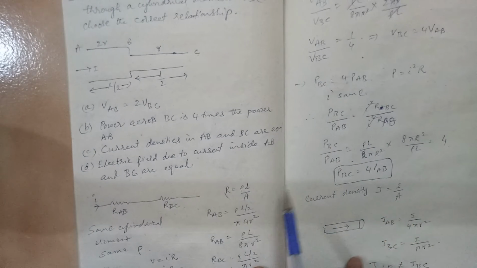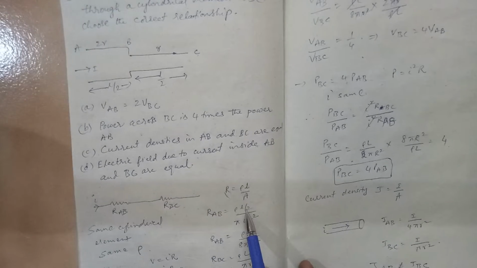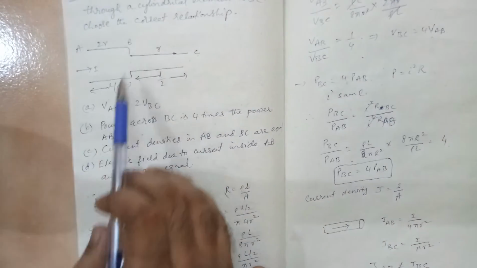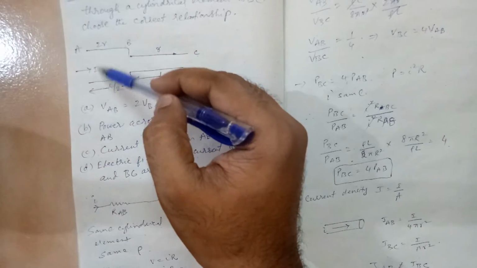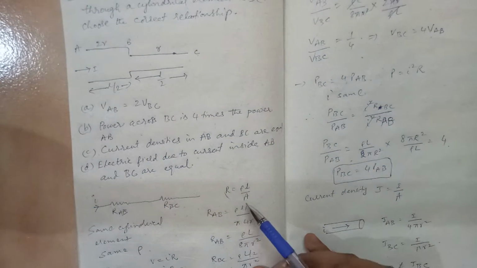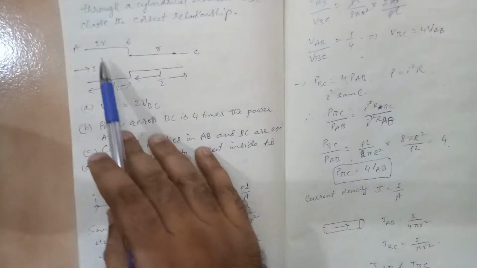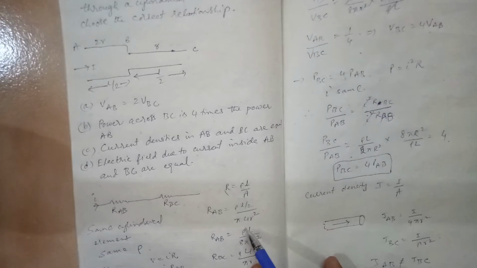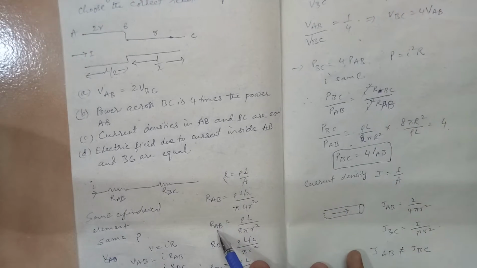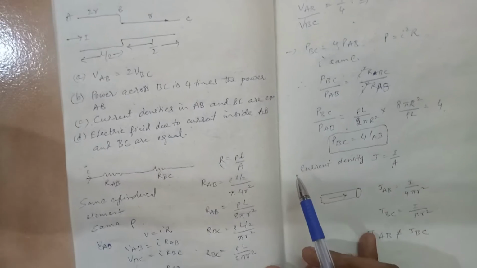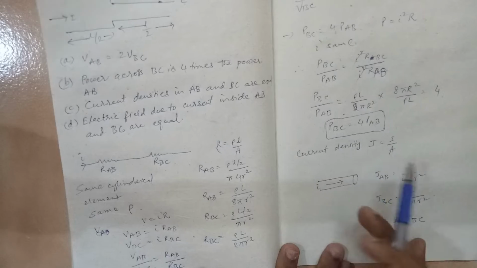So how to get the RAB value? Rho multiplied by the length of AB, which is L by 2, divided by the cross sectional area. Cross sectional area will be pi r square, but the radius is 2r, so you will get 4 r square. So RAB is equal to rho L by 8 pi r square. This is 2 multiplied by 4.